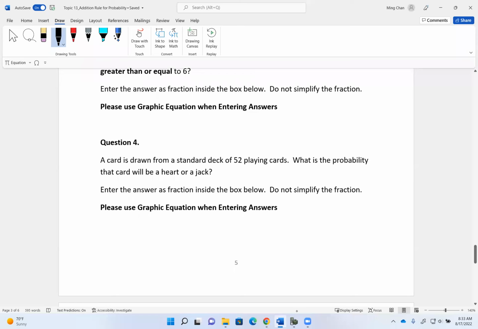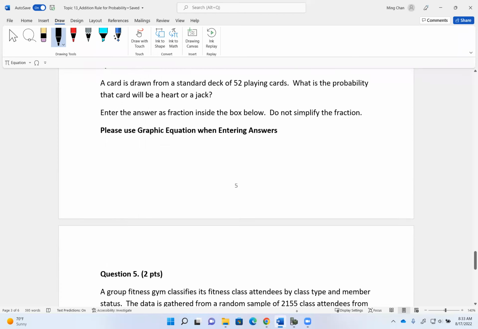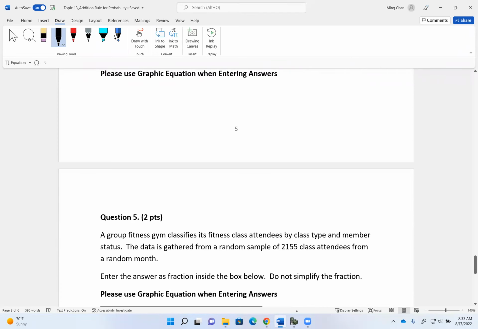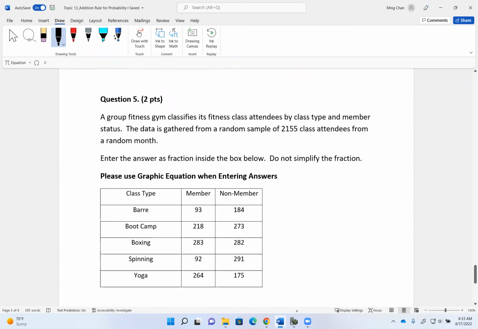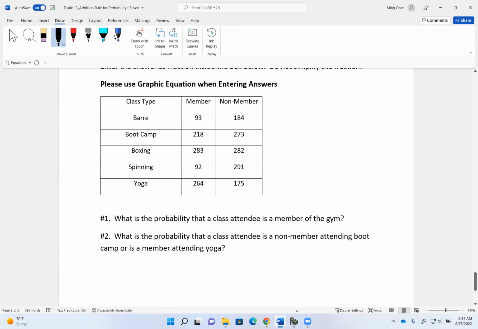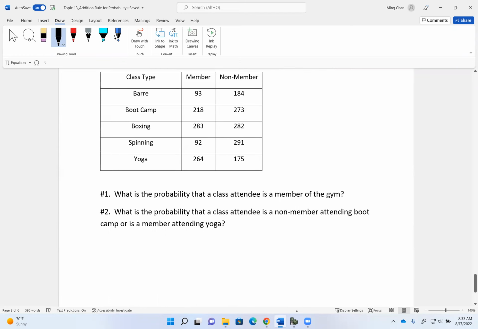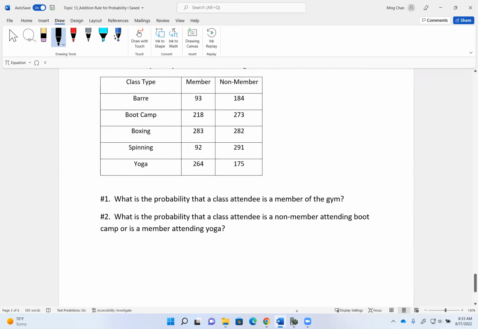In this problem, heart or jack, okay. Probability of drawing a card from the deck. What's the probability of getting a heart or a jack? Okay, try that one for me as well. All right, again, fraction answer only, no decimals, and do not simplify the fractions. And try this one just like I did earlier with the tables. Okay, I think there's 2 problems right here. So give those a try.